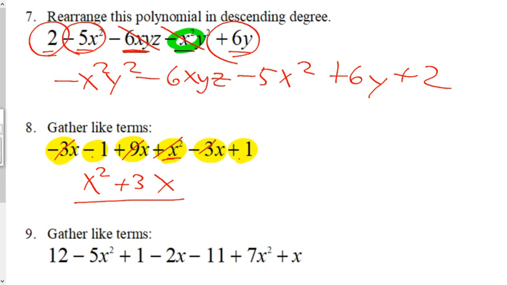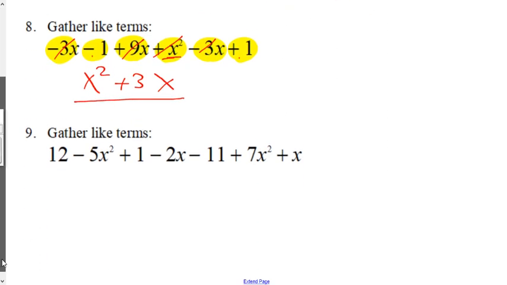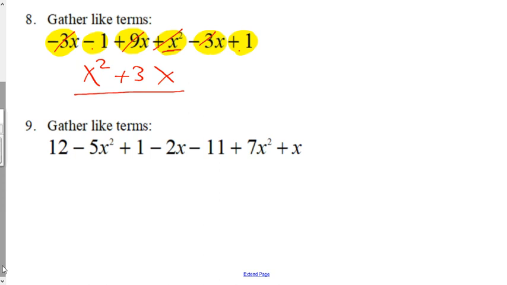Moving along quickly. Question 9. Gather like terms. We're going to start with our x squareds. This term and this term, when I combine them, I keep my x squares and just combine the coefficients. Positive 7 and negative 5. If I combine the negative 5 and the positive 7, I end up with a positive 2 coefficient. When I combine those two like terms, I get 2x squared.